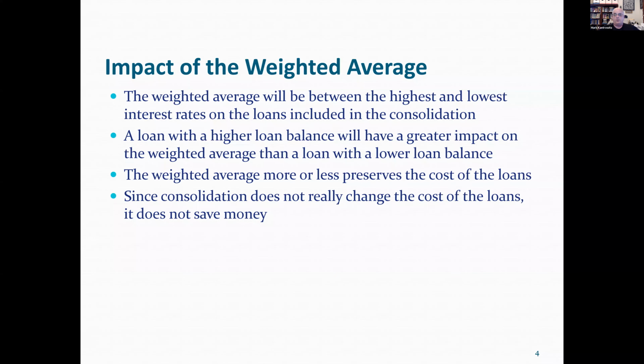So the weighted average yields a new loan with a new interest rate that is lower than the highest interest rate, but it's also higher than the lowest interest rate. So if someone talks about how the federal consolidation loan will reduce the interest rates on your loans, that's not entirely accurate.